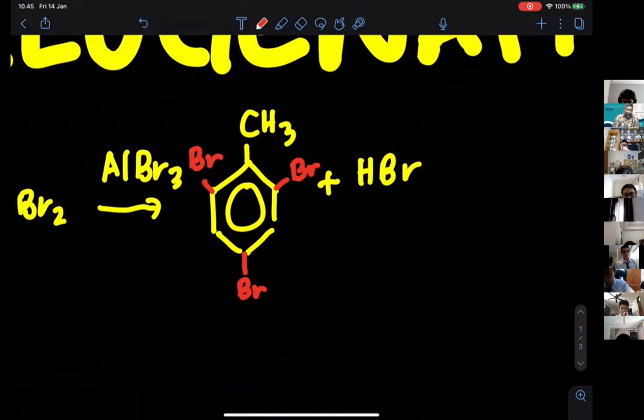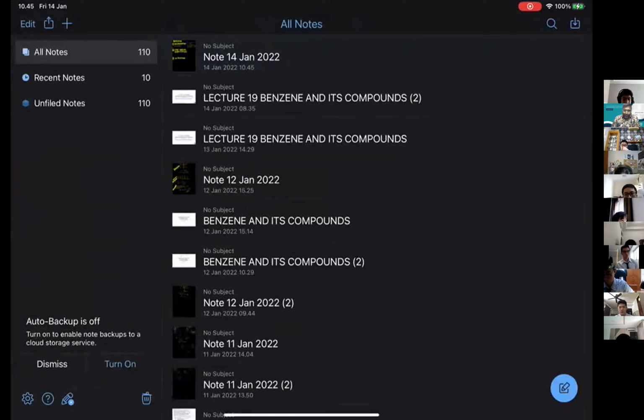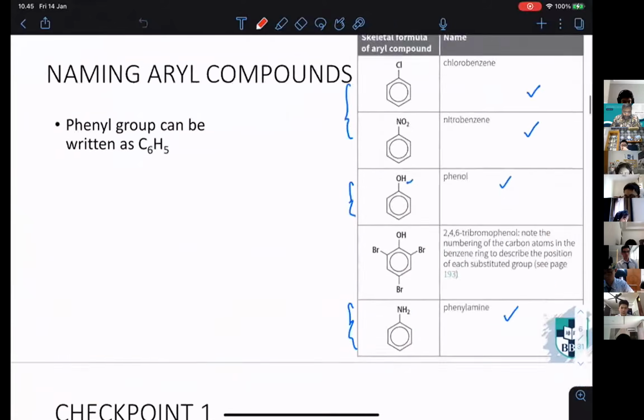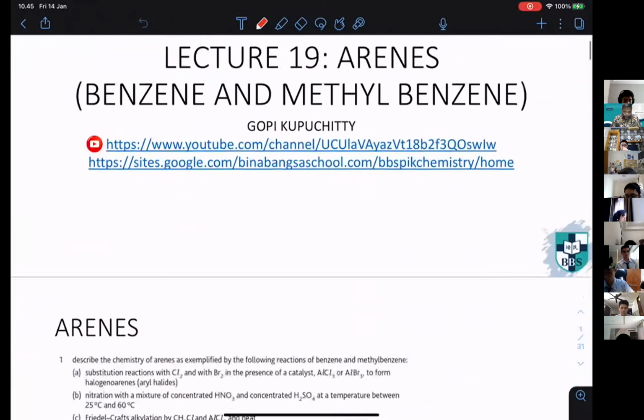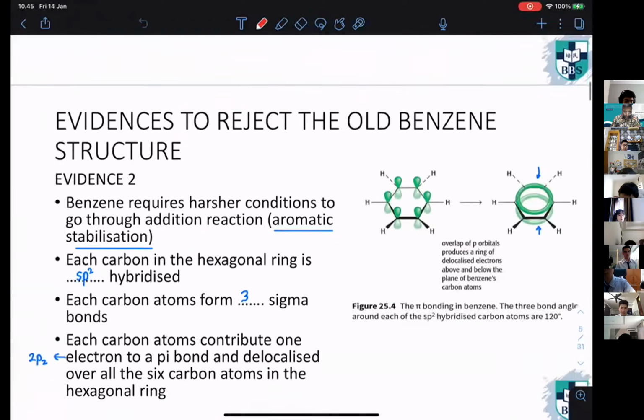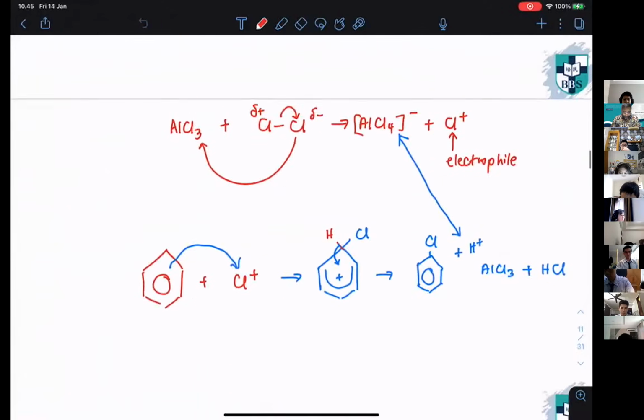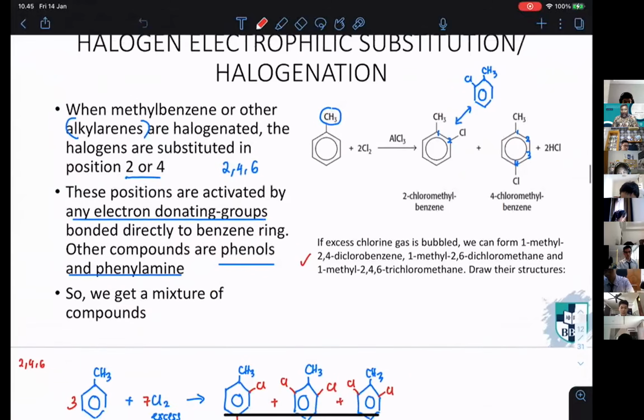If you look at the lecture notes, you can see the reaction for methylbenzene. They say that first, if it is not in excess, you are going to have a mono-substituted mixture. But after that, they are going to have more of a mixture if it is in excess.